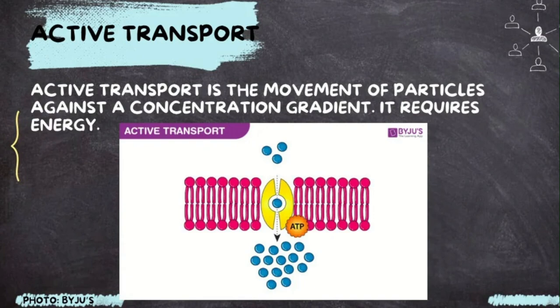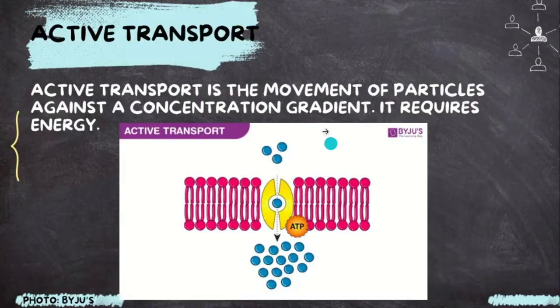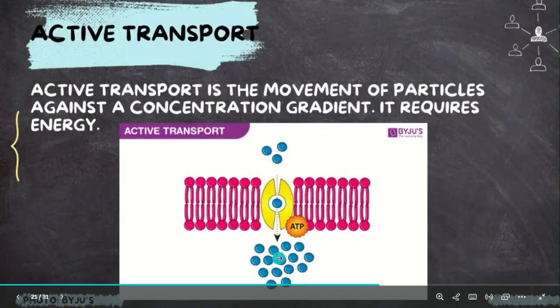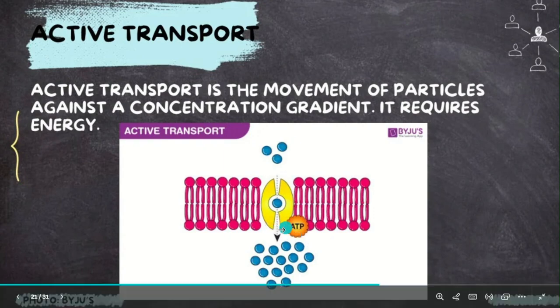So in active transport, particles are moved from an area of low concentration to high concentration, against a concentration gradient. So that's the biggest difference, because in diffusion and osmosis we said high to low. In active transport, we're saying it's low to high. So you see that it's reversed, and we're also using ATP.